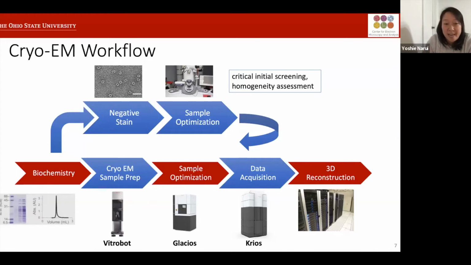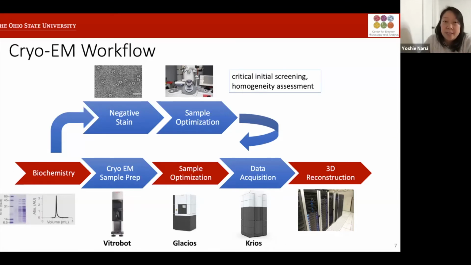Once you have your purified sample in hand, the first part of the workflow is to do negative stain, which is fairly quick. It would only take a few days to do, but it's very critical in terms of your initial screening. In this case, the sample is mixed and stained with a heavy metal, usually uranium, and then we image it. Typically in the case of CEMAS, we would use the Tecnai T12 to take images of your sample.